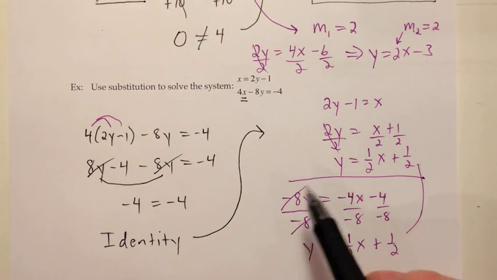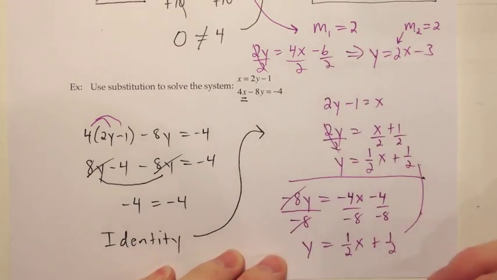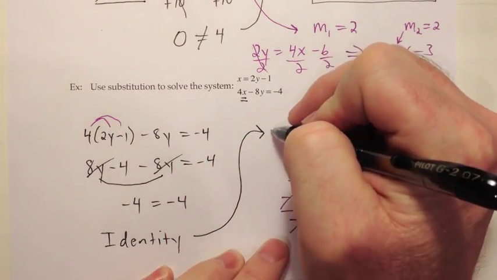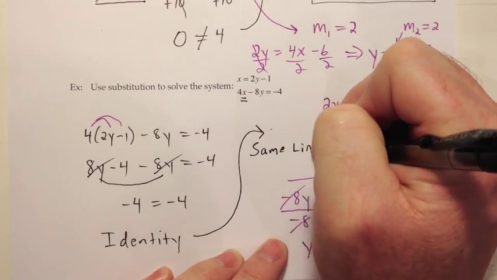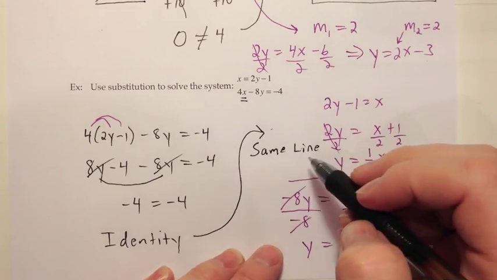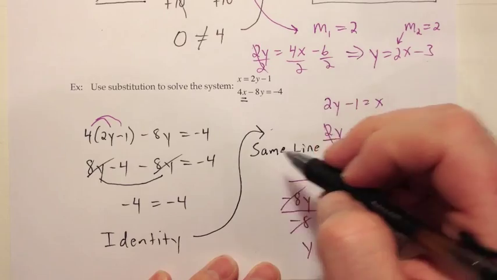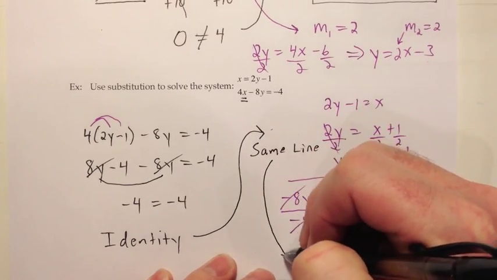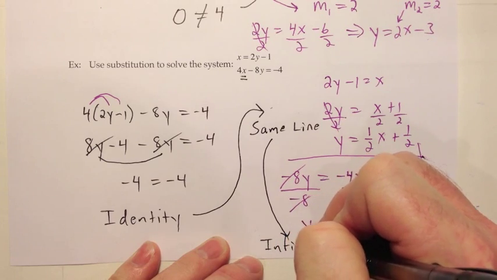So if I can go ahead and squeeze in the answers here, whenever you get an identity, and you don't have to do this work to show it, what that's going to tell you is that you had the same line. And that's not the answer, though. Somebody told you to solve. So what we would put for our answer, let me squeeze that in down here at the bottom, is that there are infinitely many solutions.